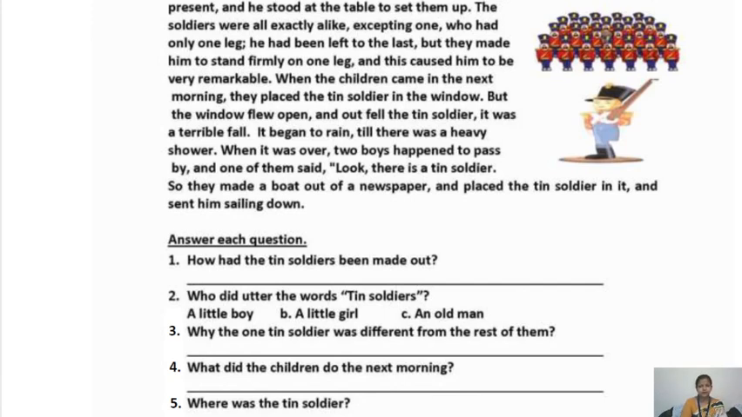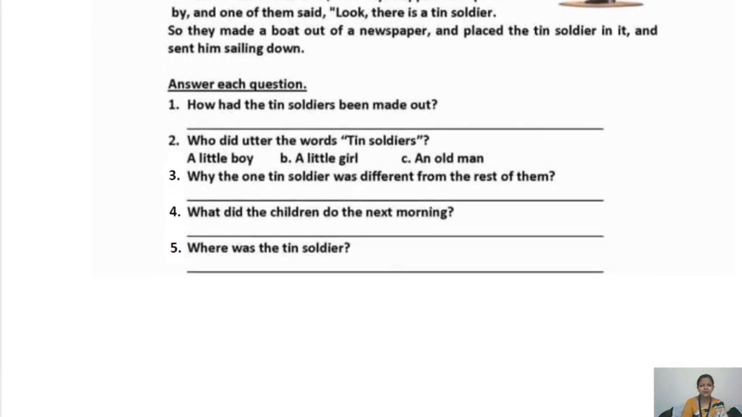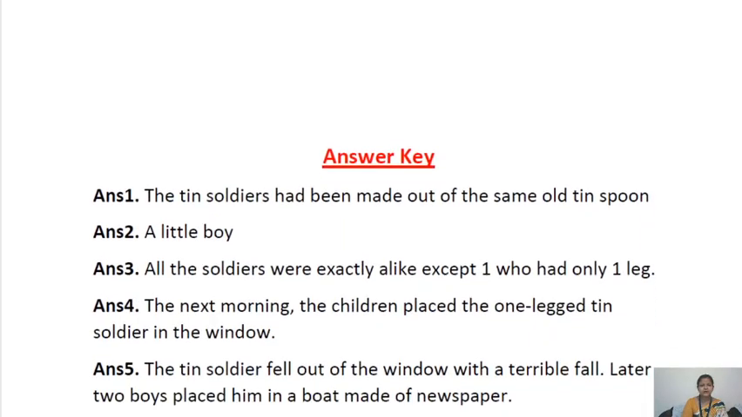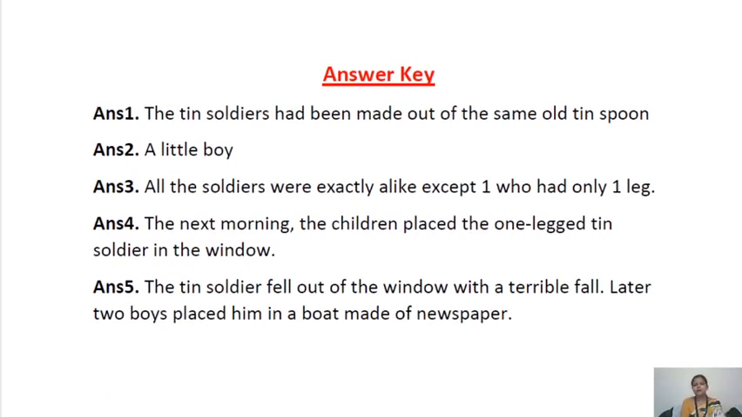Now should I show you the key? Answer key? Are you all ready with your answers? Very good. So how had the tin soldiers been made out? Yes, here is my answer key. Check your answers, children. The tin soldiers had been made out of some old tin spoons. Then who did utter the words tin soldier? A little boy. Then, all the soldiers were exactly alike except one who had only one leg.